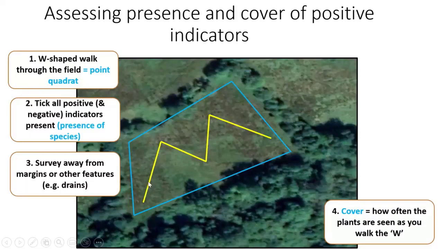A quadrat is just a small area of space that you're sampling in. So literally looking at the toe of your welly, that's your quadrat. Ticking all the positive and negative indicators, that's the presence of species that we said was one of the most commonly measured attributes. And cover, seeing how many plants you're coming across as you walk through the W. Again, it's taking all of that serious science and putting it into the more rapid and more readily usable acres scoring system.